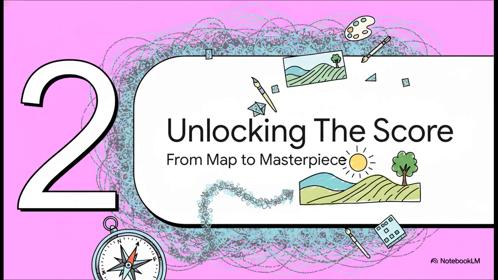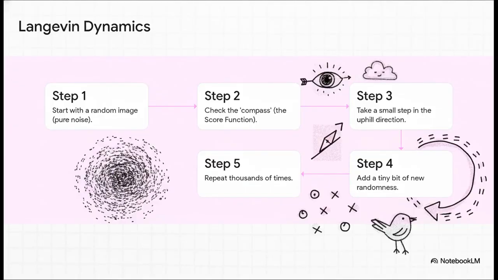All right, so we've got our compass. We have this denoiser that can act as our map. The next question is obvious. How do we actually use it to create a picture completely from scratch? Well, we use a process called Langevin dynamics. And I know it sounds super complex, but the idea behind it is actually really simple.